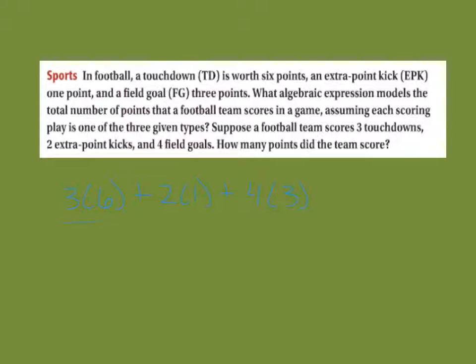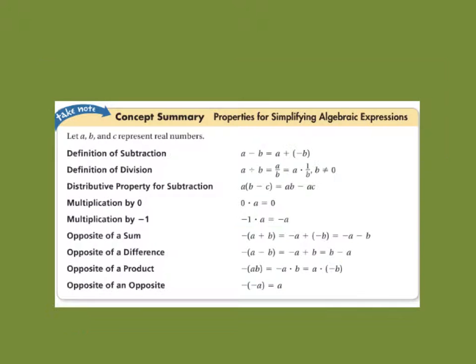I should see this on your paper if this were given on the test, because that's showing your work. Once you have that, you can plug it into your calculator and get 32 points. Whenever you have a word problem, you should always include whatever you're talking about. So in this case, it's points.